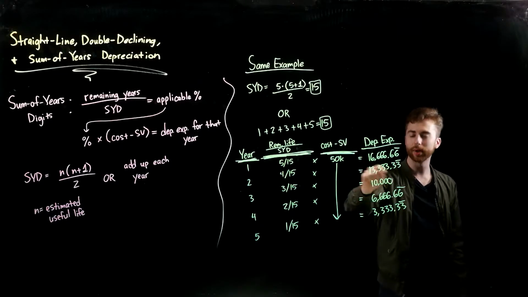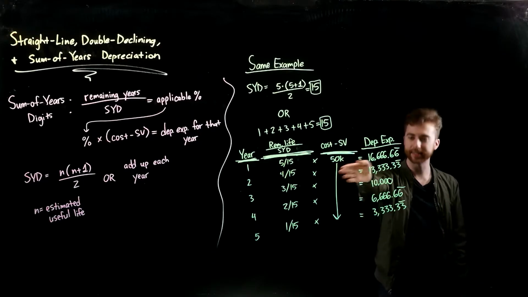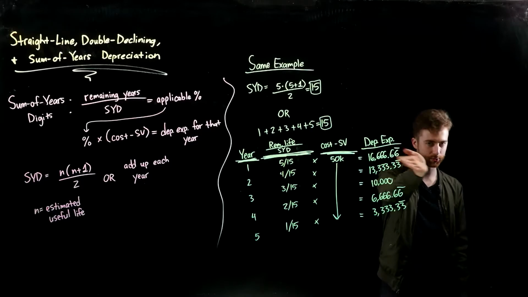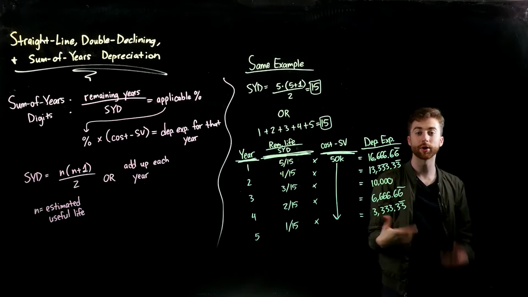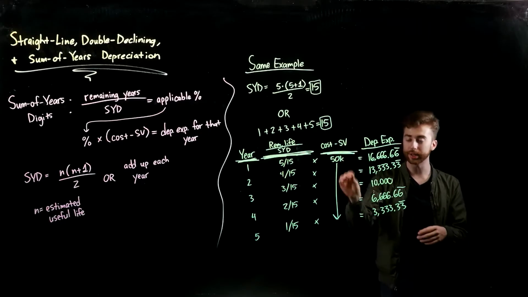So for year 1, you're going to debit depreciation expense and credit accumulated depreciation by the 16,666.66 repeating, and each of these values are the depreciation expense and accumulated depreciation journal entry values for each of those years.